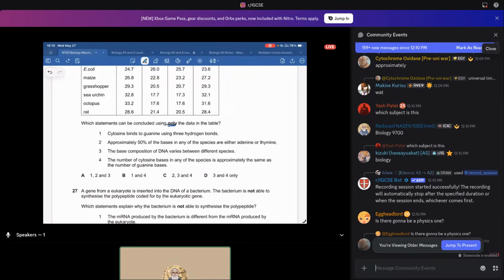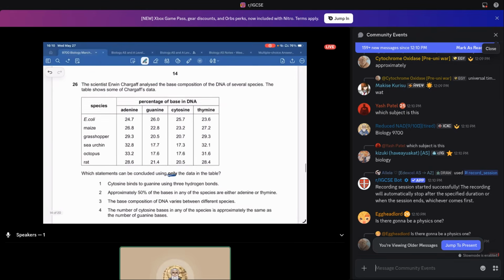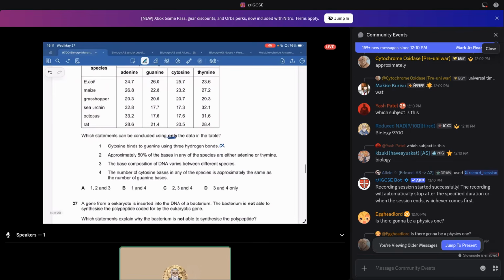The scientist analyzed the base composition of several species. Which statements can be concluded using only the data in the table? This emphasizes the idea: if not stated, we do not assume. Cytosine binds to guanine using 3 hydrogen bonds. Nothing here states any information about the number of hydrogen bonds. So 1 is wrong and anything with 1 is wrong.